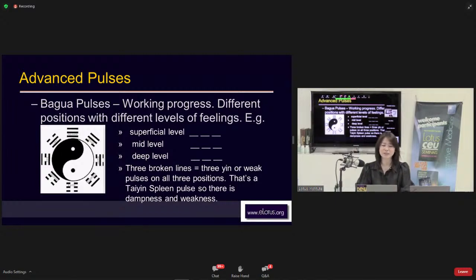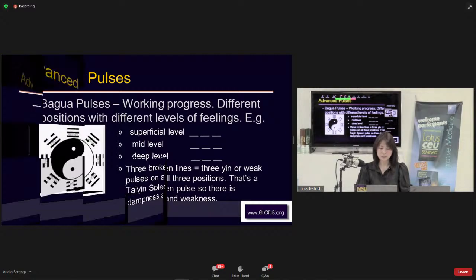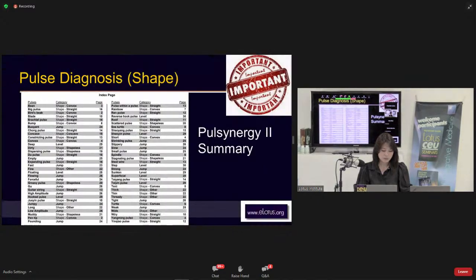And he's still discovering, always discovering something new in the clinic as you see more patients. So this system is not completely solid yet, but I just wanted to let you know that there is such a thing. When you feel the gua, what you're feeling is the 3 different levels, whether they're strong or weak. Okay. Let's go to the next one. All right. So this here, I put an important next to the slide.